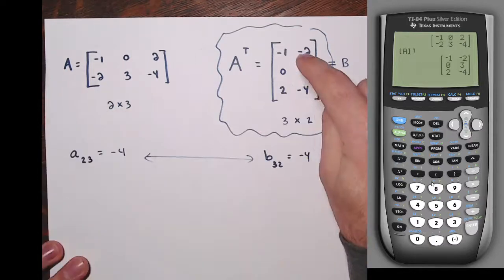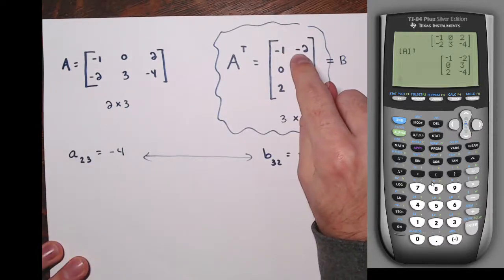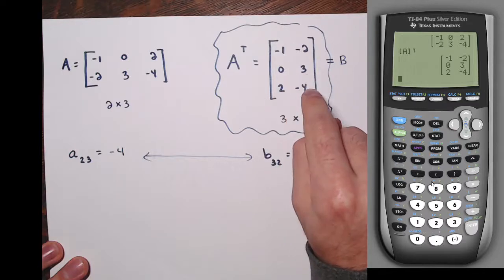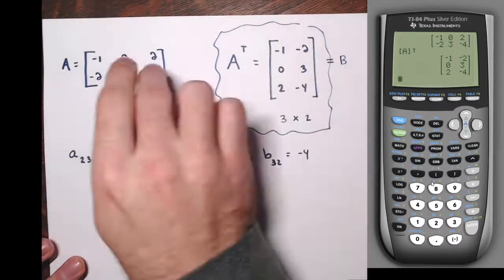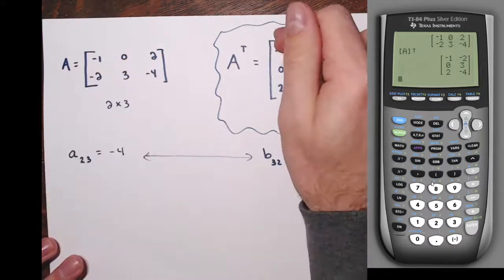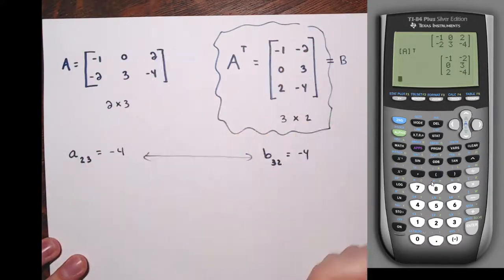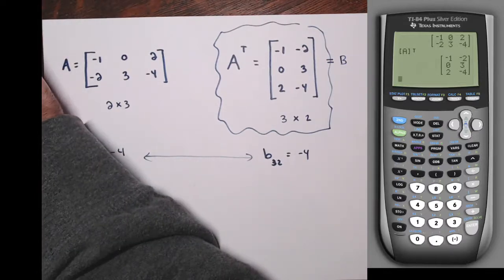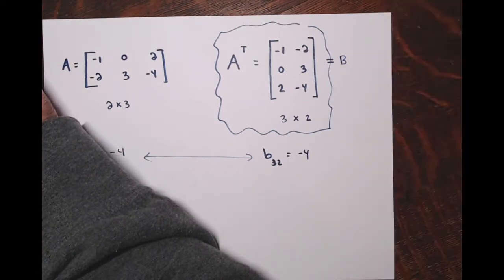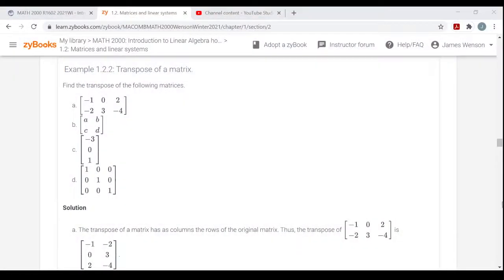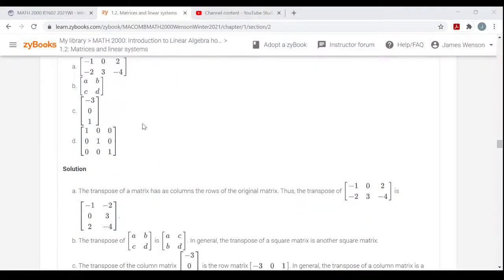You see that? 1, negative 2 for the first row, 0, 3 for the second row, 2, negative 4 for the third row. The rows of A became the columns of A transpose, or the columns of A became the rows of A transpose, however you want to think about it. Okay. Let's get rid of that now and go back to the thing. Right. So we found that for A.